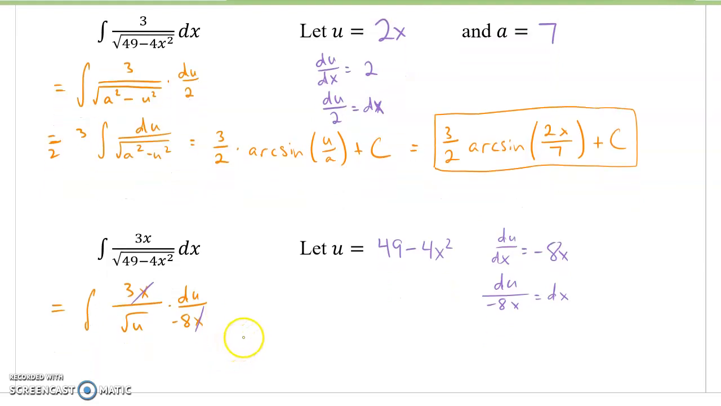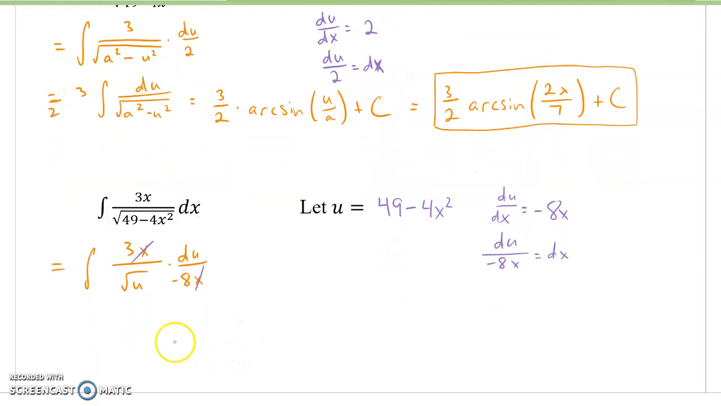And all we've got to do is a very simple little integral, right? This 3 over 8, or 3 over negative 8, factors out. And the only thing that's left inside the integral is u raised to the negative 1/2 du. Not a natural log problem, right? Because this is not raised to the negative 1. So just use the inverse power rule.